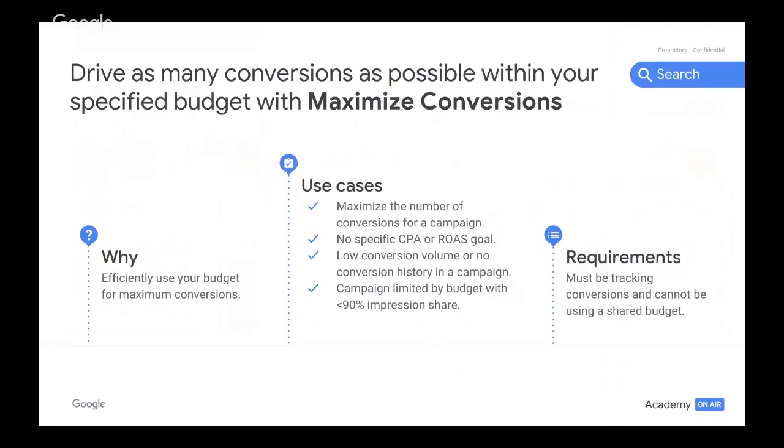And finally, we do want to note that it'll work best with campaigns that have less than 90% impression share. Essentially, if we have less than 90% impression share, we have room to grow into and capitalize on more opportunities in the auction.